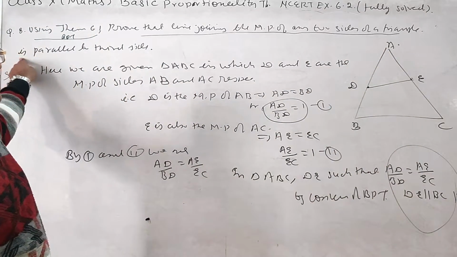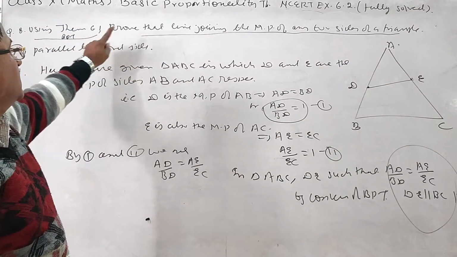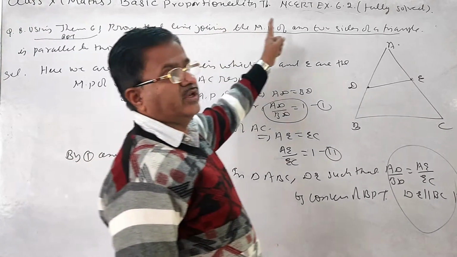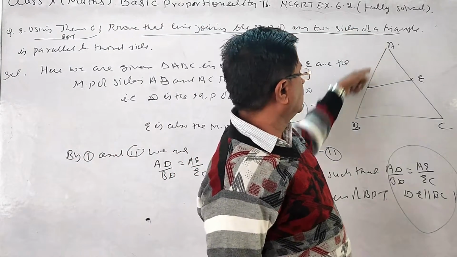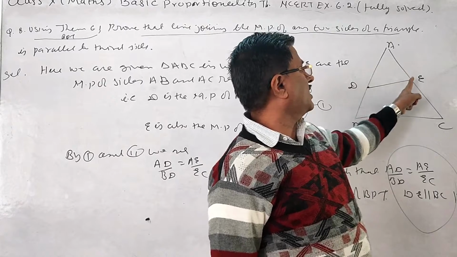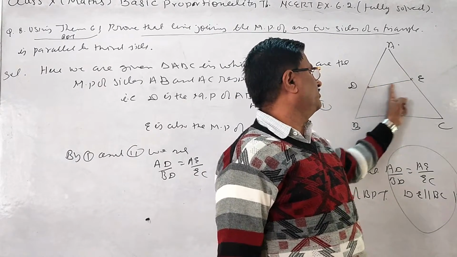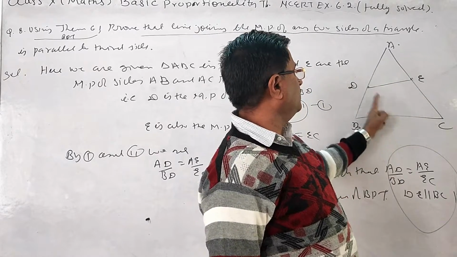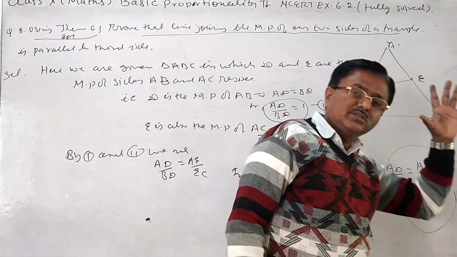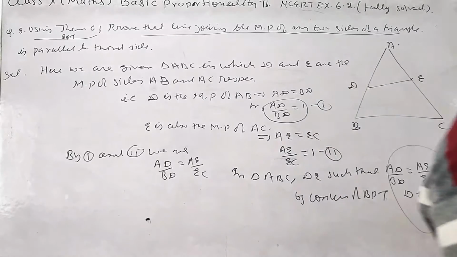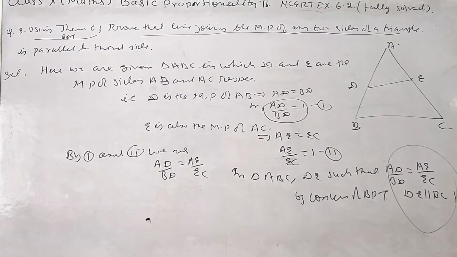What did we prove? That it is parallel to the third side. The question says, prove that the line joining the midpoints of the two sides. So D is the midpoint of the first side, E is the midpoint of the second side. Now the line joining the midpoints DE is parallel to the third side BC. So dear student, in this way you can prove that this side is parallel to the third. This is very important.